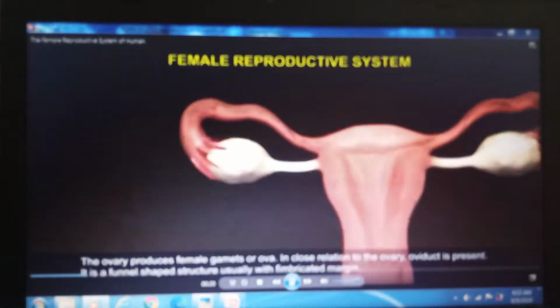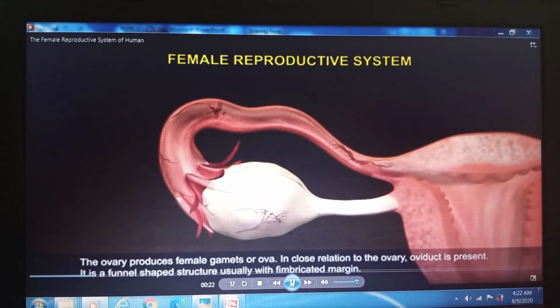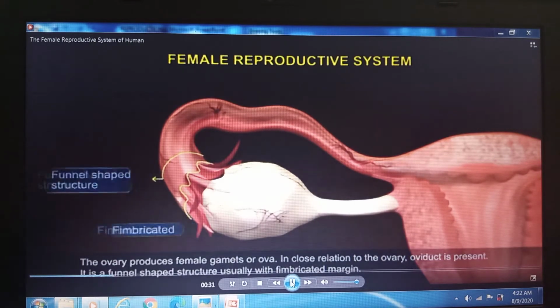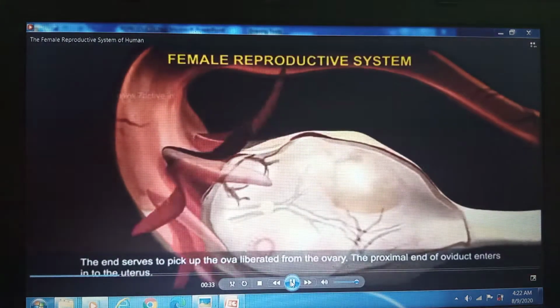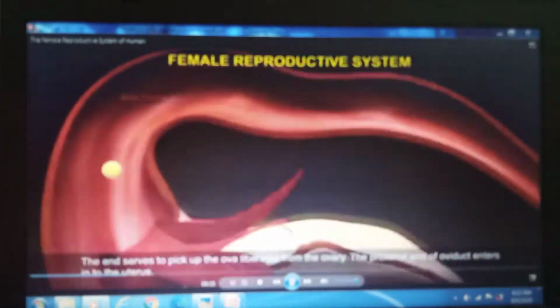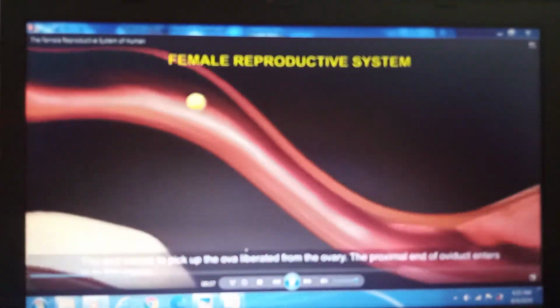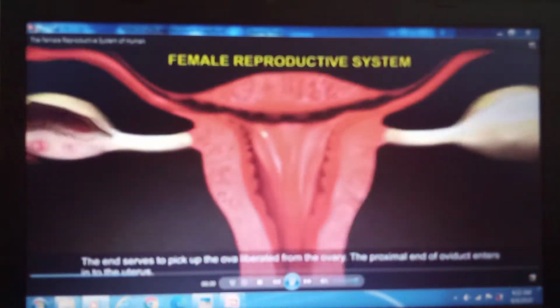It produces female gametes or ova. In close relation to the ovary, oviduct is present. It is a funnel-shaped structure, usually with fimbriated margin. The end serves to pick up the ova liberated from the ovary. The proximal end of oviduct enters into the uterus.